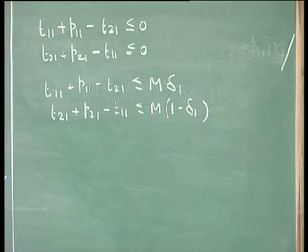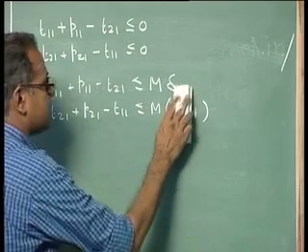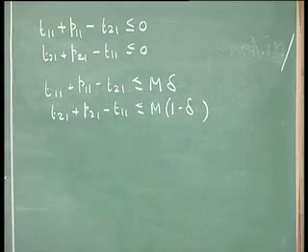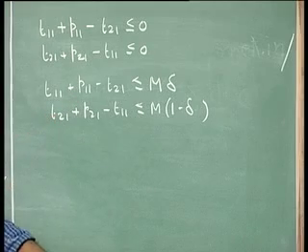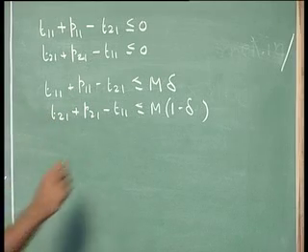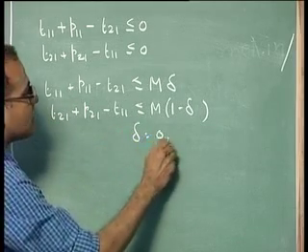I mean, initially let us call it only delta, let us not give any subscript to that delta, later we will do that. So, this will become M delta and M into 1 minus delta, where M is the well known M, large, positive and tends to infinity, the big M, and delta is the 0-1 variable.